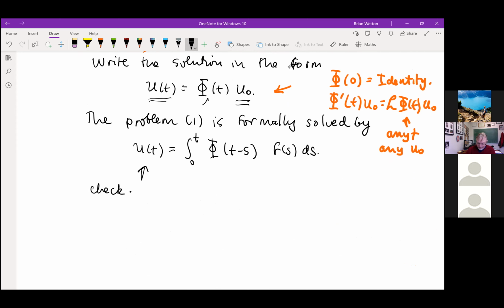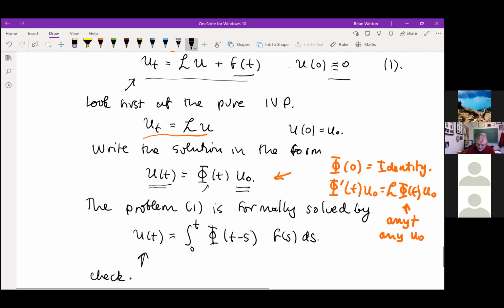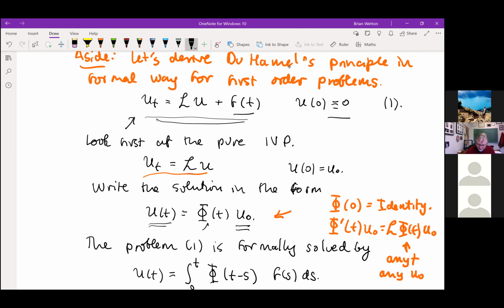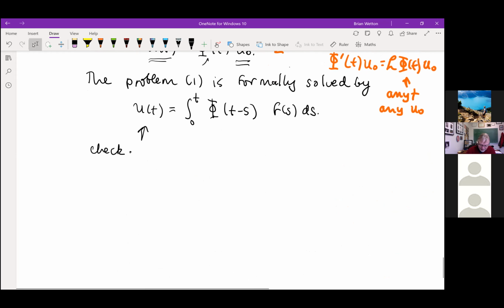Right? If this really works, then the u that comes out has to be 0 at time 0 and solve the equation with the forcing up here. That's number 1. So first of all, I can look at time 0. I'm integrating from 0 to 0, I get 0. Okay, so that's good. I got that.